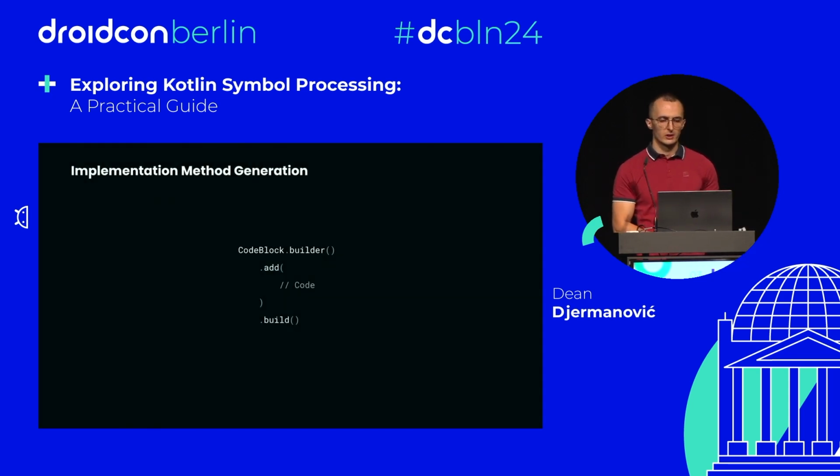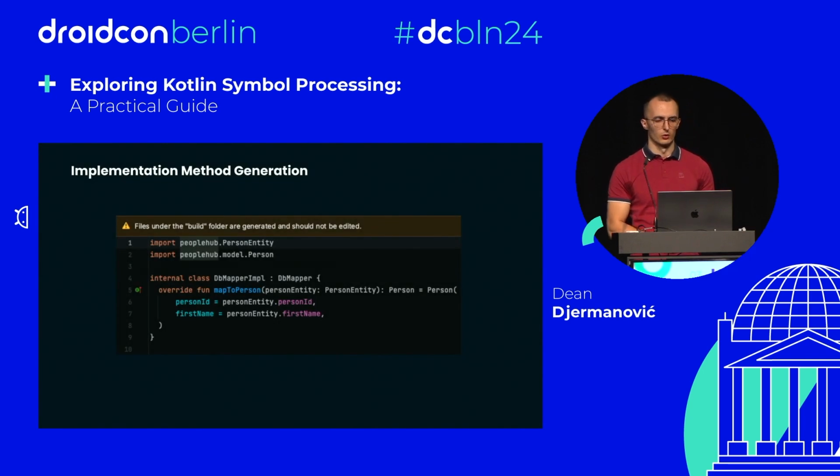So in Kotlin Poet, code block represents a block or a segment of code, and builder function initiates code block creation. After that, we are using add method on the code block builder to add the actual code to this block. And finally, we are calling a build method that creates a code block instance and makes it ready for further processing. To keep the slides short, I'm not showing the actual code that you're adding into this code block because there's nothing KSP specific in it.